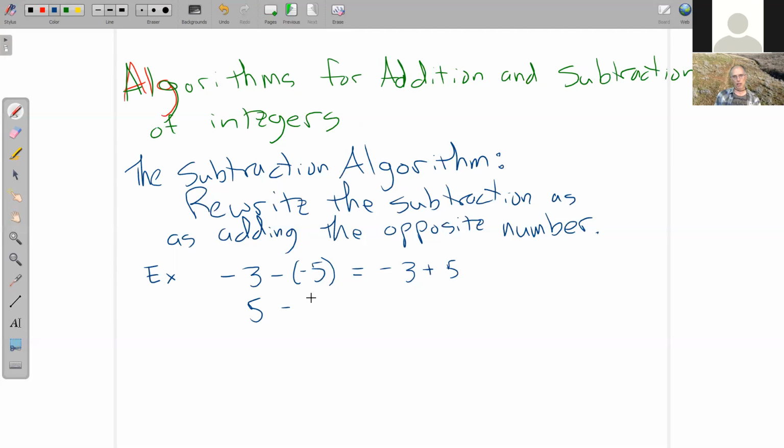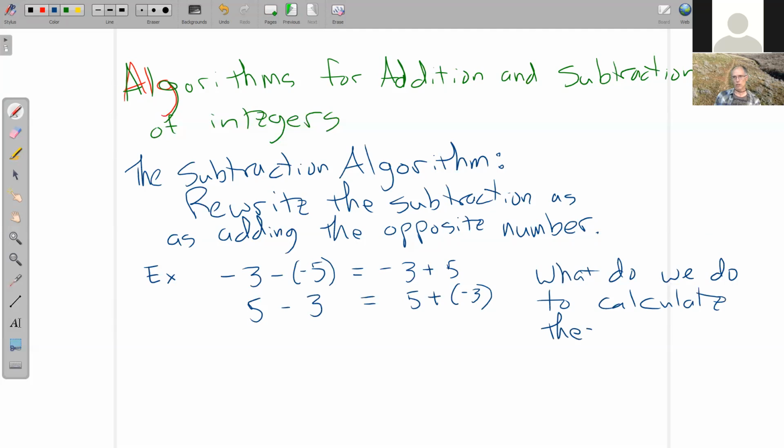Earlier we had 5 minus 3, so that would be rewriting the subtraction as adding the opposite. So this subtraction and that addition problem will have the same answer. So that's the subtraction algorithm. The question is, though, well, how do you add then, right? What do these imply we should do? So we got to come up with the addition algorithm. So what do we do to calculate these additions?